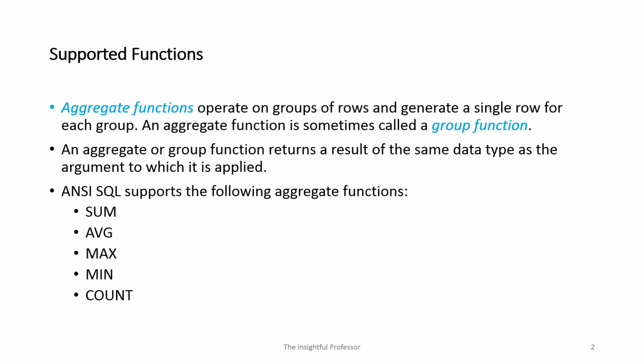But with aggregate functions, you could have many rows, a group of rows, against which the function is applied, but always a single value is returned regardless of the size of that group. Aggregate functions also have this feature where the data type of the column which is passed as an argument determines the data type of the output or the result. It will be the same data type.